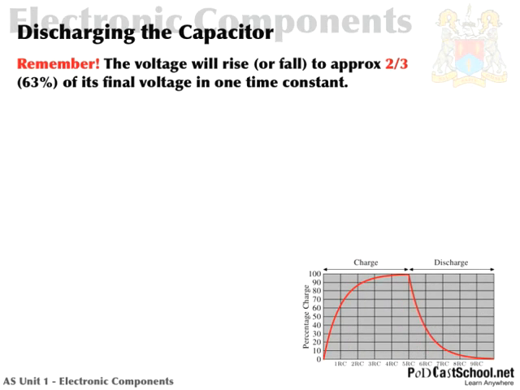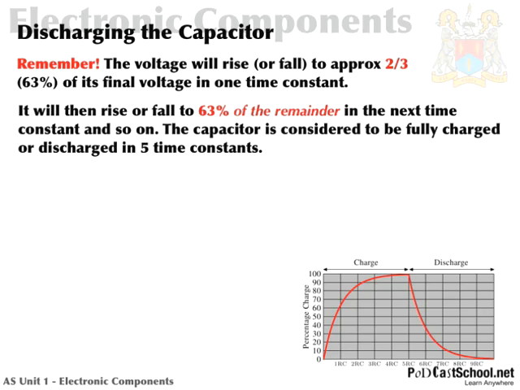Now, an important note here, and I'll just read this out word for word. I've said, remember, the voltage will rise or fall to approximately 2/3 or 63%. Now, you might be thinking, well, 2/3 isn't 63%, but actually the value at the time constant is 63%. I've just said approximately 2/3. It helps us remember. It's really 63% of its final voltage in one time constant.